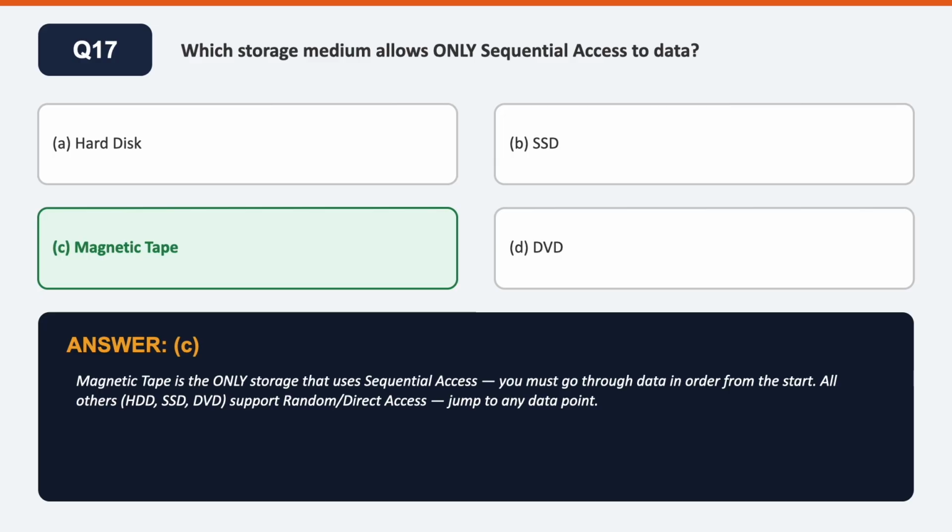Question number 17. Which storage uses sequential access only? A. HDD, B. SSD, C. Magnetic tape, D. DVD. Answer C. Magnetic tape is the only device limited to sequential access. All others support random access.